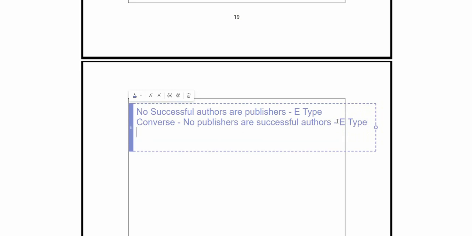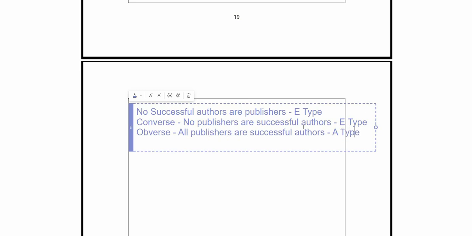Alright, and the obverse of the converse. Now we have to do obverse first. Okay, so we'll do converse also and then we'll do obverse. So this will become the obverted converse. So E, this is E type. E's obverse is A. So A would be all. Then the subject and the predicate will remain as they are. Publishers are successful authors. Okay, and it goes to A type.